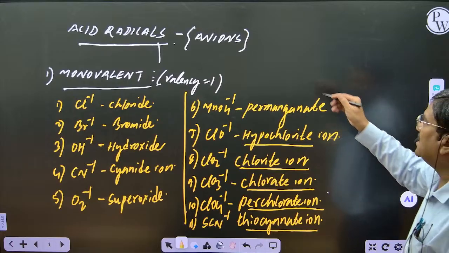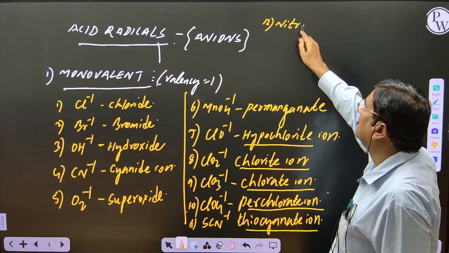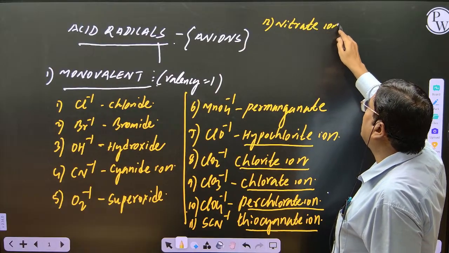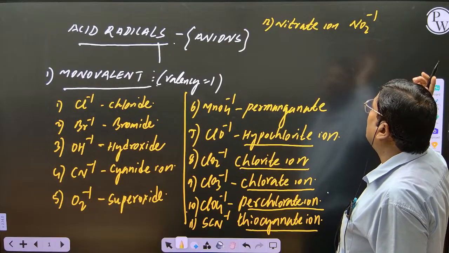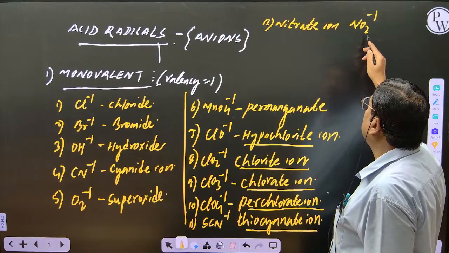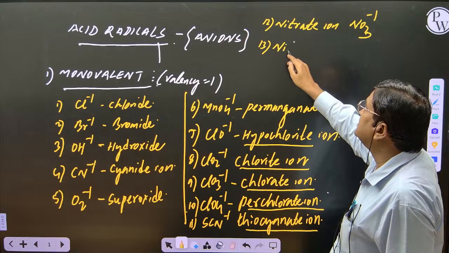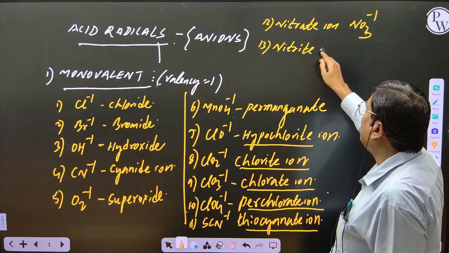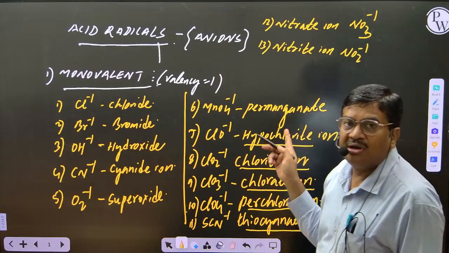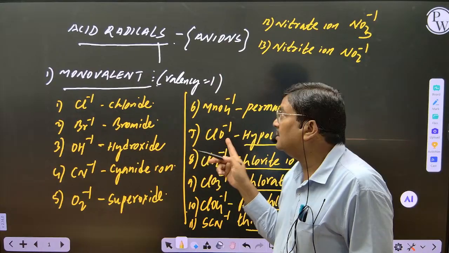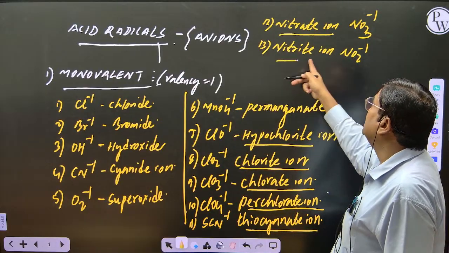And see, I write here nitrate ion. See the difference between nitrate and nitrite. Nitrate ion is NO3 minus. Nitrite ion, see the difference, students. If nitrite ion is asked, it is NO2 minus. This is important. Nitrate ion is NO3 minus, nitrite ion is NO2 minus.